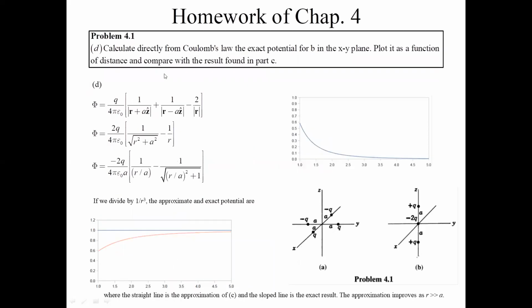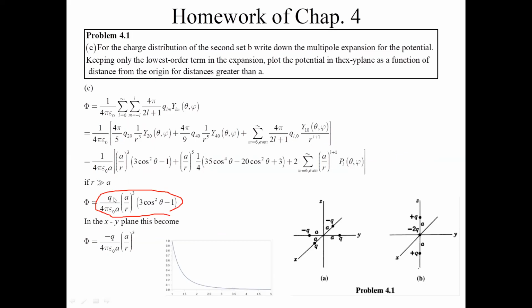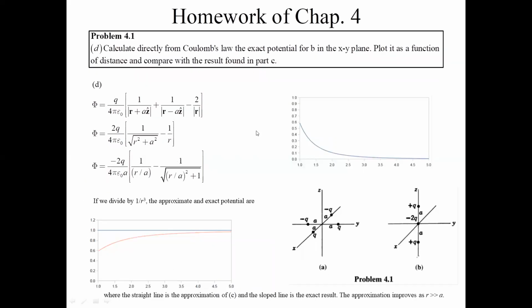And then in problem D, we want to calculate the potential directly from Coulomb's law. Okay, the exact potential is easily obtained as this term. So by comparison, the result calculated in D and C, where C is this in the limit of r much bigger than a.